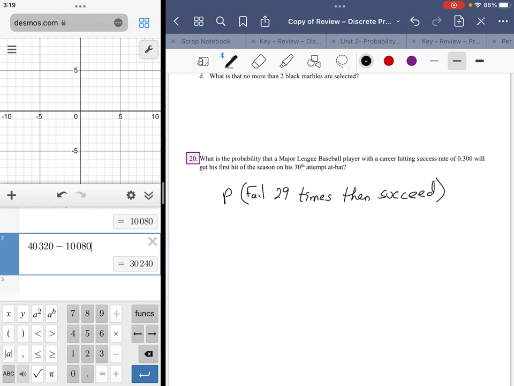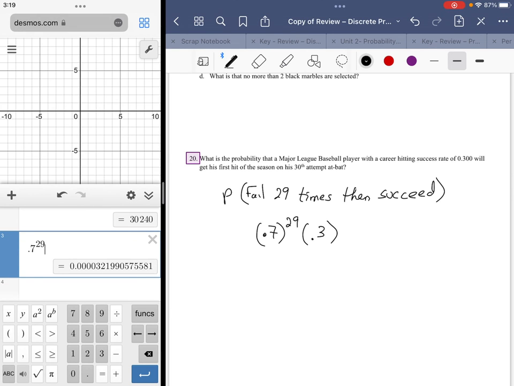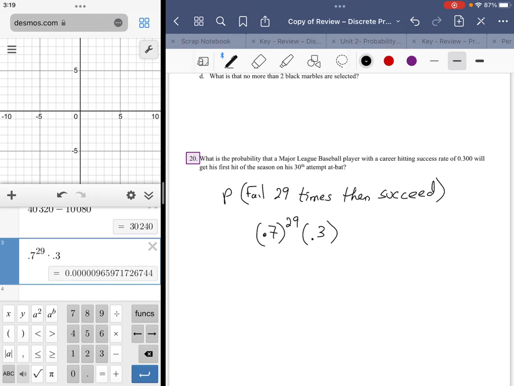So the probability of failing 29 times would be 0.7 raised to the 29th power. And then the probability of succeeding would be 0.3. So 0.7 raised to the 29th times 0.3. We get this disgusting decimal, approximately 5 zeros followed by 966.